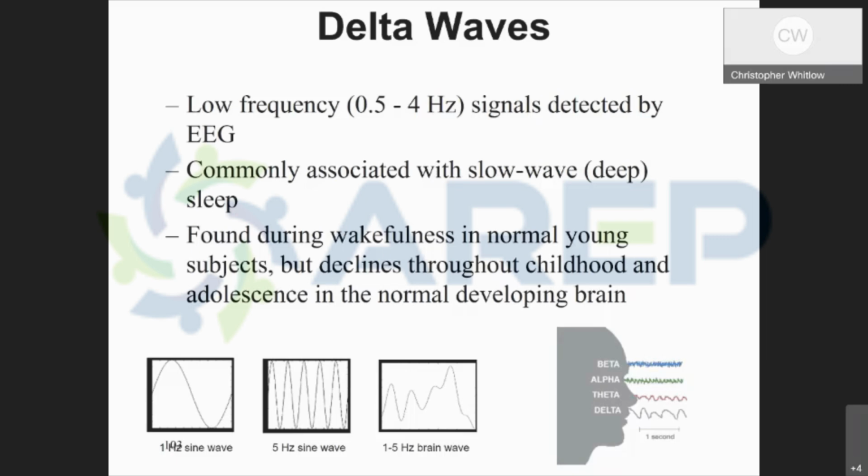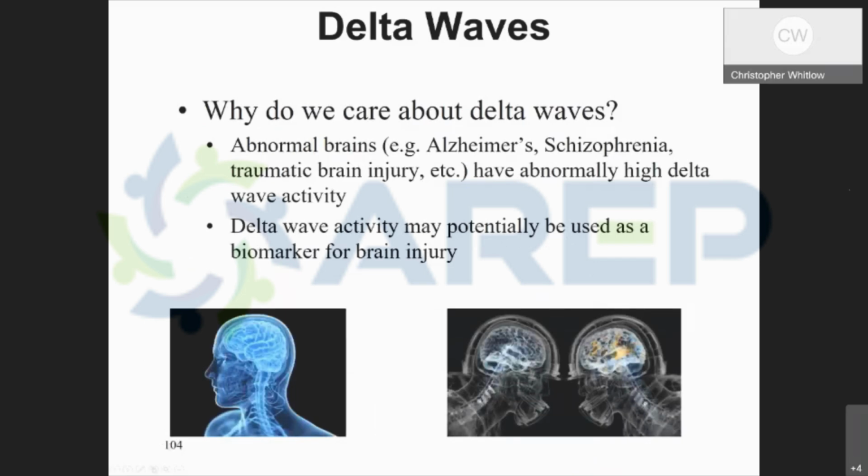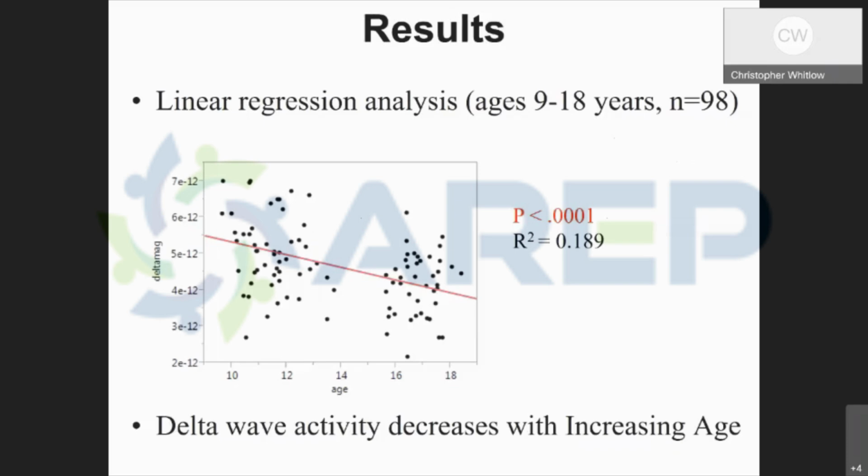But as the next slide says, we do see more abnormal delta wave activity in abnormal brains, like ones that have Alzheimer's disease or schizophrenia. It's very well known and talked about, associated with traumatic brain injury. And so it can potentially be used as a biomarker for brain injury and potentially a clinical tool to diagnose subtle changes of TBI. And we know that in the normal setting, delta wave activity decreases with increasing age. So if it goes up, it's moving in the wrong direction.